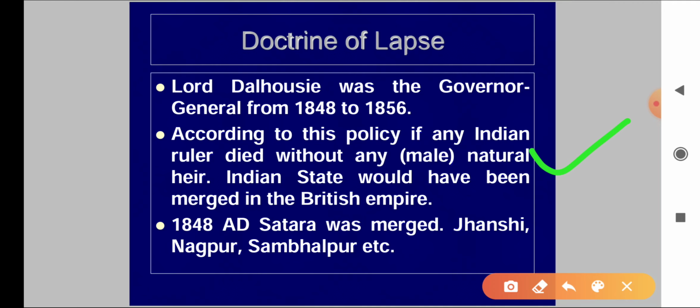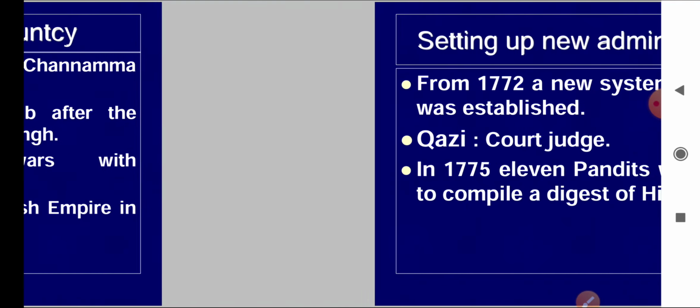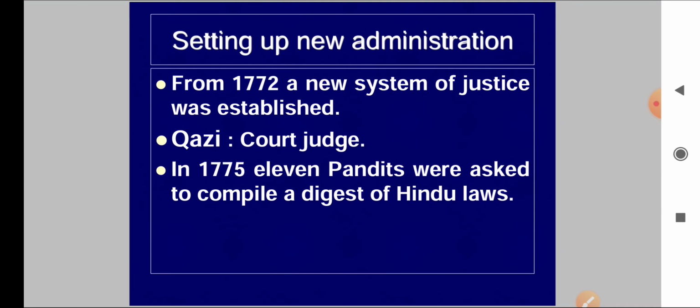Like in 1848, the first province was Satara, then Sambalpur in 1850, Udaipur in 1852, Nagpur in 1853, and Jhansi in 1854. You can see here, step by step, they annexed most of the states. Although their ambition did not stop here, they felt that there were some states which needed to be annexed into the British Empire. That's why in 1856, the company blamed the Awadh king for maladministration.